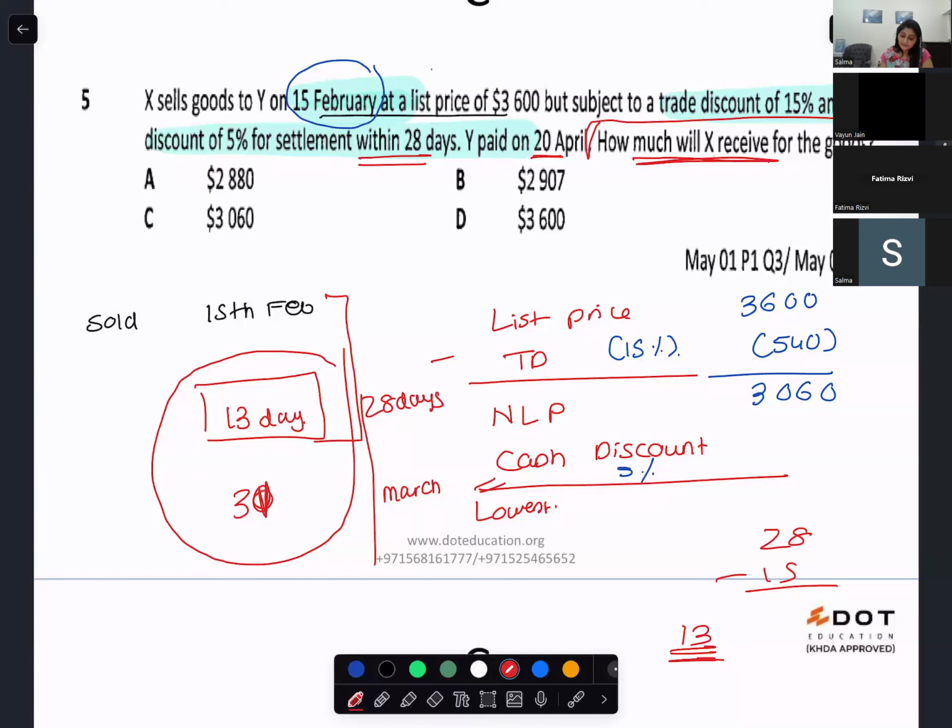So how much will X receive for the goods? Just the trade discount, 15%. Just the net list price, which is 3060. Are you with me? Yes.